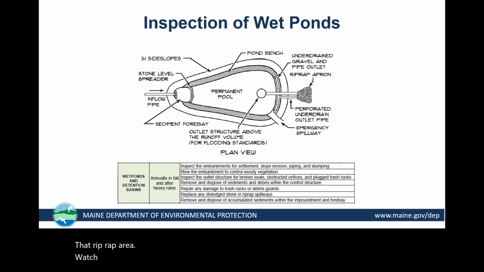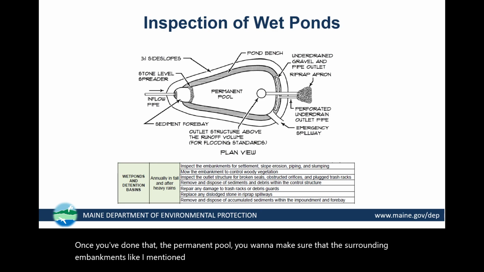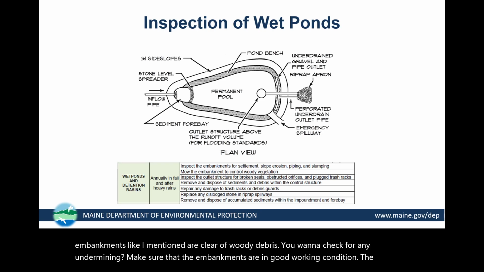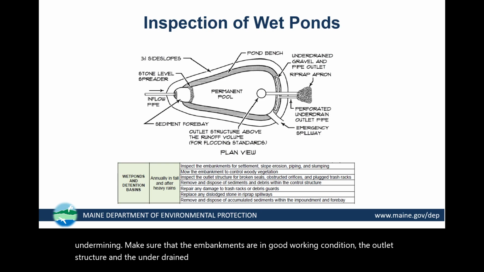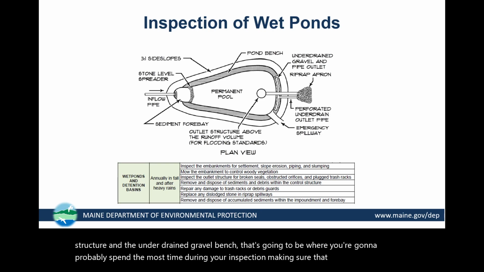Once you've done that, the permanent pool, you want to make sure that the surrounding embankments, like I mentioned, are clear of woody debris. You want to check for any undermining, make sure that the embankments are in good working condition. The outlet structure and the underdrained gravel bench, that's going to be where you're probably going to spend the most time during your inspection, making sure that everything looks good.